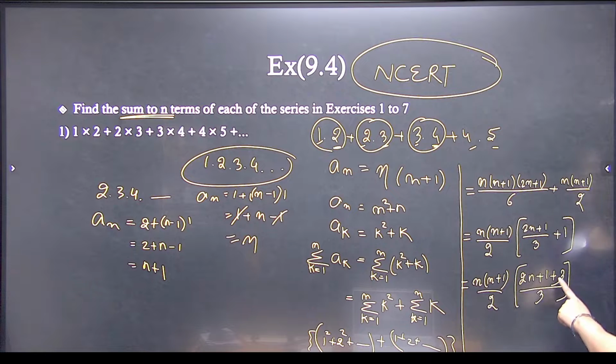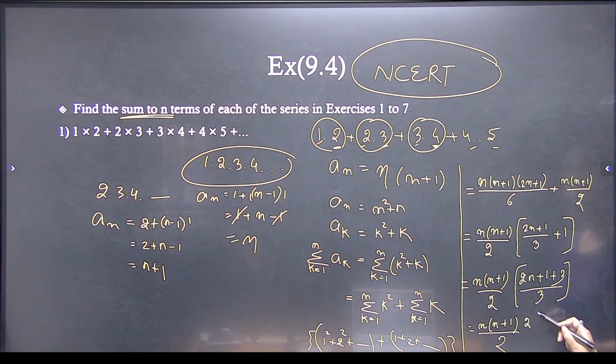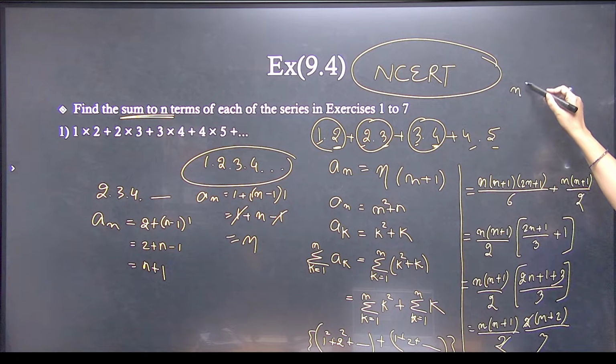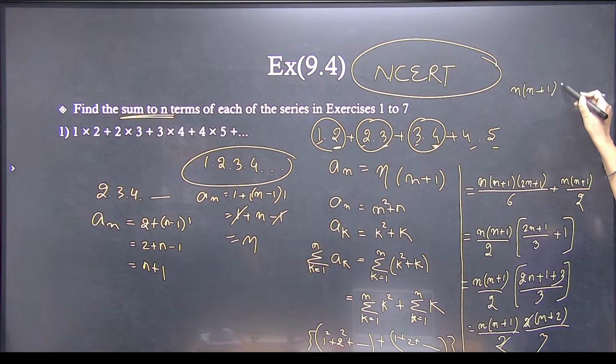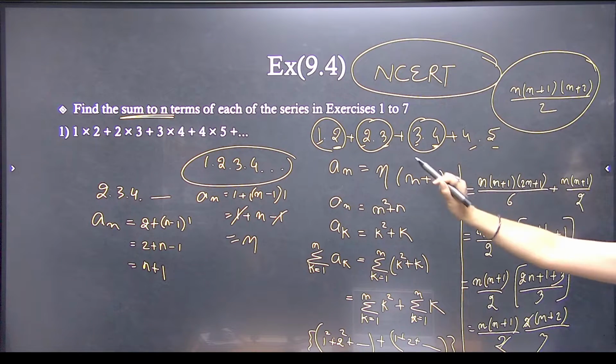So it is nothing but 2n plus 4, isn't it? So it is n into n plus 1 by 2, into 2n plus 4. If I take 2 common, it is n plus 2 only, divided by 3. Cancel out. So it is n into n plus 1 into n plus 2. So the answer is n into n plus 1 into n plus 2 by 3. So this is the answer of question number 1.